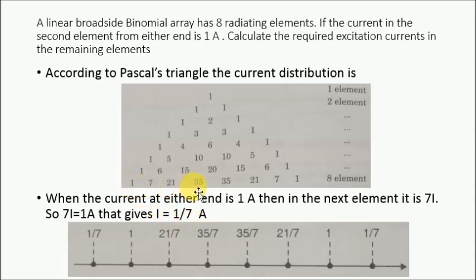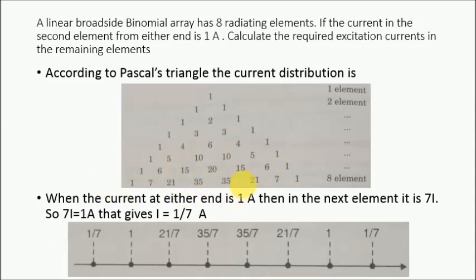So if I divide the whole row by 7, you can see the arrangement. 1 divided by 7, and 7 divided by 7 is 1, which is given in the problem itself. That is, the current flowing through the second element from either end is 1 ampere, and it is satisfied. Again we divide by 7: 21 divided by 7, 35 divided by 7, again 35 divided by 7, and likewise. Now these are the amplitudes of the excitation currents feeding these elements, and the binomial array will be formed.